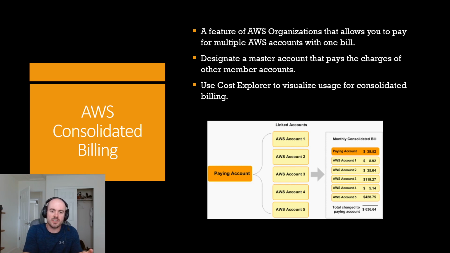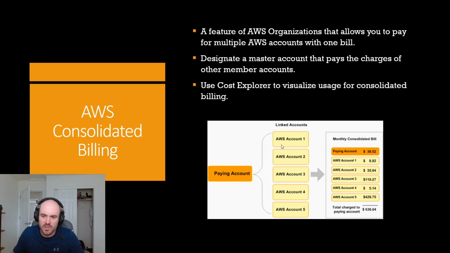All right. So AWS Consolidated Billing is a feature in Organizations that allows you to pay for multiple AWS accounts with one bill. If you've got a lot of accounts, this is very helpful to just pay up front so you don't have any delinquent payments or anything like that. And with this master account that pays for all the other member accounts, you can use something like Cost Explorer to visualize usage for the consolidated billing that you enable. So, in other words, you could see how each account is spending, right?